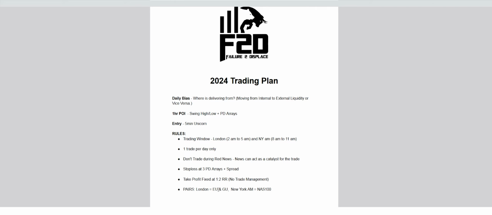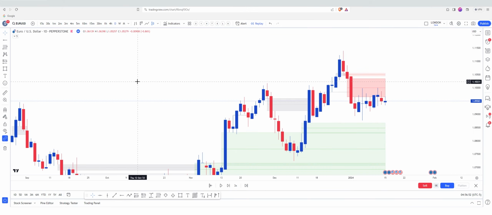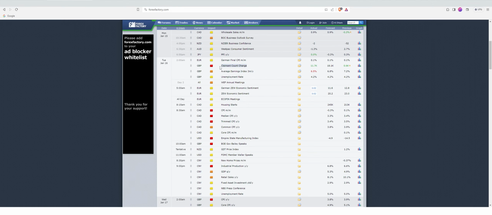Let's jump into the analysis now. So here we are on EURUSD on the daily chart. The first thing I want to point out is that we have red folder news today on the pound. So at 2 AM we've got claimant count, red folder news for the pound. As the pound and the euro are directly correlated, any major news on the pound can affect the euro as well. So it's worth noting that this could drive the euro if we are trading that.